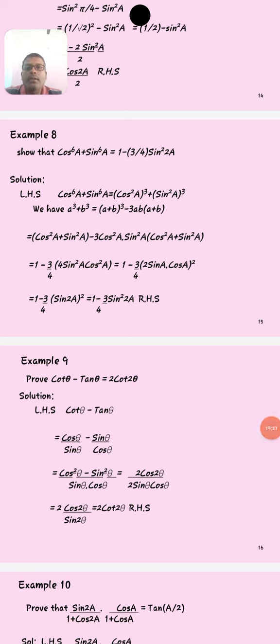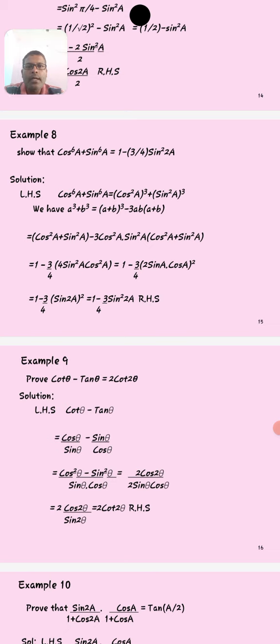Now we see example number 8. Show that cos power 6a plus sin power 6a is equal to 1 minus 3 by 4 sin square 2a. Here we have to take the LHS part. Cos power 6a plus sin power 6a. How to write the power 6? Cos square a to the power of 3, sin square a to the power of 3. How to write 2 into 3? That is equal to 6.